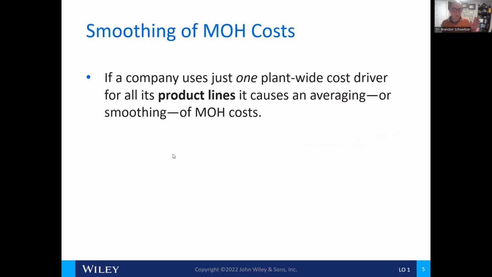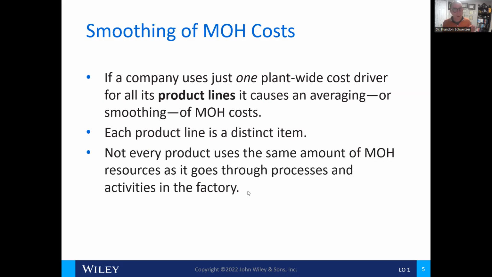Now, once we've identified that plant-wide rate, we look at this concept called smoothing the manufacturing overhead costs. And we do this for all of our product lines, and we look at it from an average cost. Each product line is its own distinct item. Not every product uses the same amount of manufacturing overhead resources, since it goes through the process and activities in the factory.